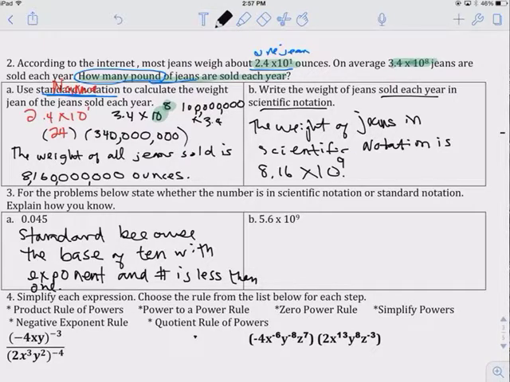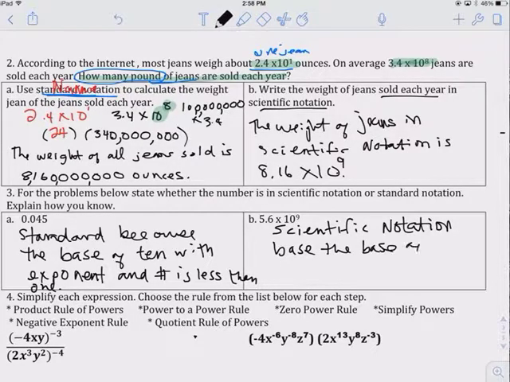Okay. How about B? What is it? Scientific notation. Okay, this is scientific notation. Why? Because it has the base of 10, an exponent, and it's bigger than 1. Because it's in the range of 1 to 10. Yeah, it's in the range of 1 to 10. The base of 10. And the number is between 1 and 10, right?